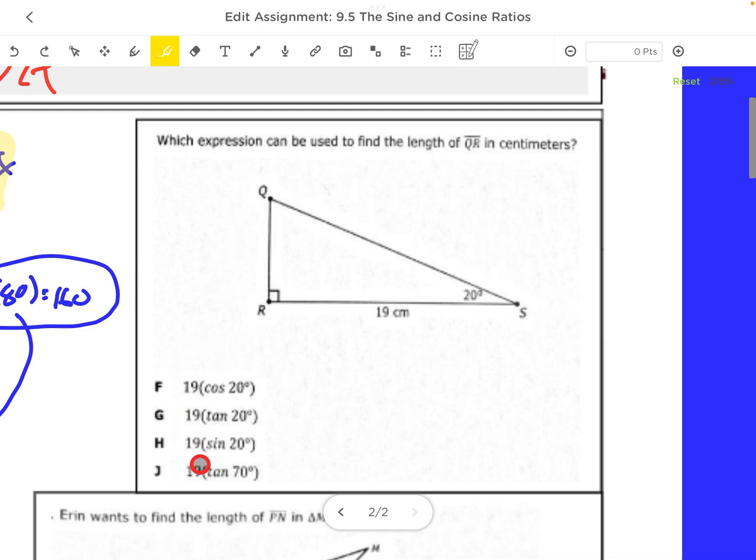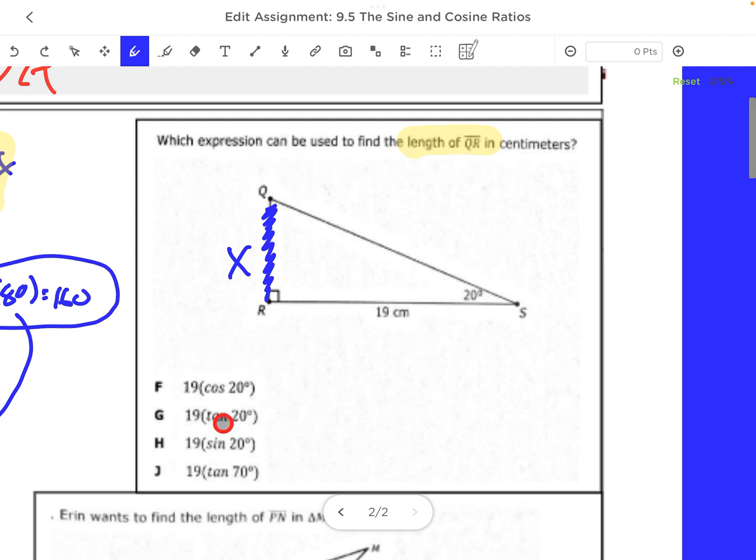This one, you may notice, comes from a DCP, so this is exactly what we should expect. These are multiple choice. Let's answer this and then see which answer is correct. It says which expression can be used to find the length of QR. So let's mark QR and put an X there for what we're trying to find. Which one of these can be used?